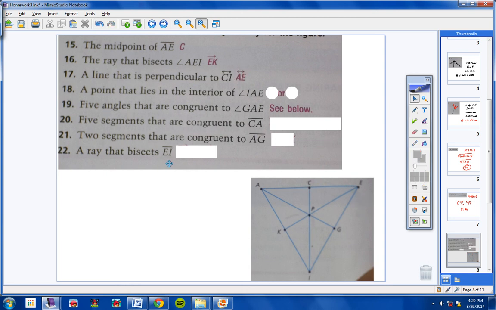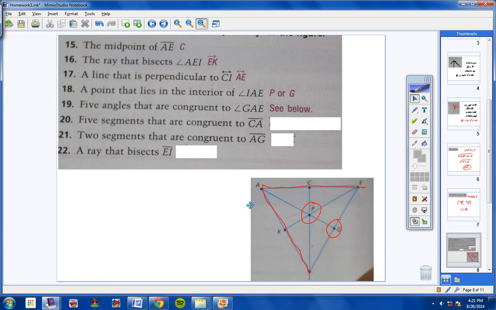All right, number 18, a point that lies in the interior of angle IAE. So here's I, down to A, and over to E. So we're looking for points that lie in the interior of this red angle. Well, P lies in the interior, and G lies in the interior. So the answer could be P or G. Sorry about that, students. P or G, either one of those two would be acceptable.